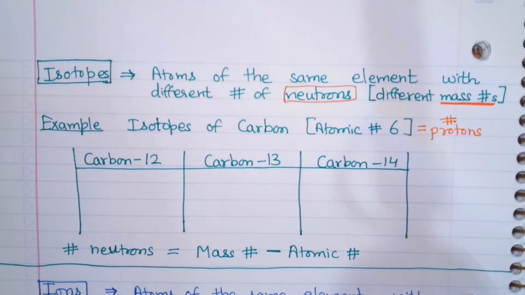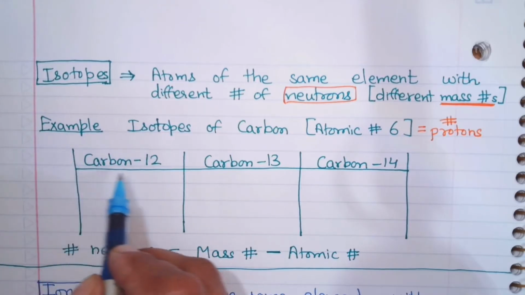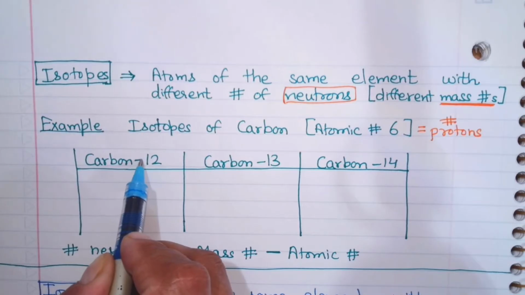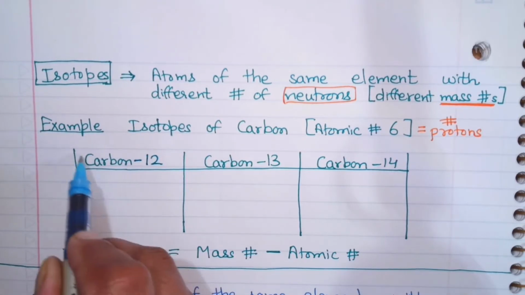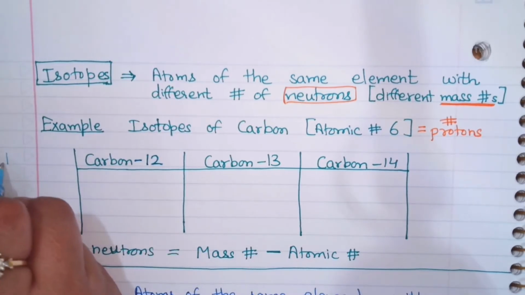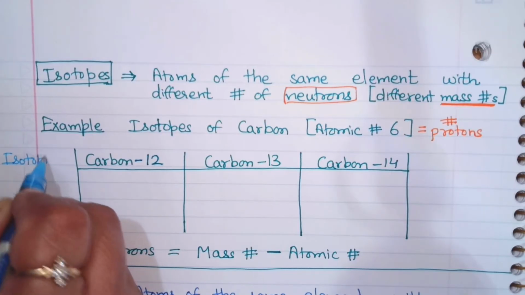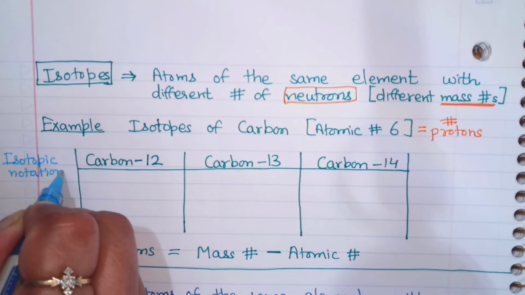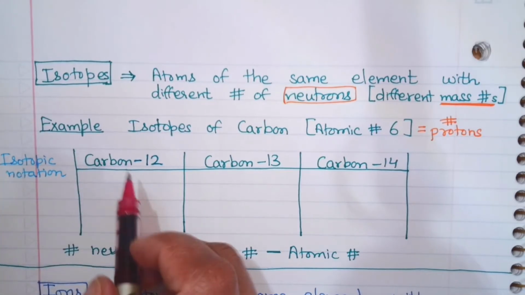So let's start. Now we have carbon-12. This is how we represent an isotope. We write down the name of the element, then this little dash here, and then we write down the mass number. Right, so this is what we call an isotopic notation. This is how we write the isotope, right? So let's count the number of particles in each of those isotopes of carbon.